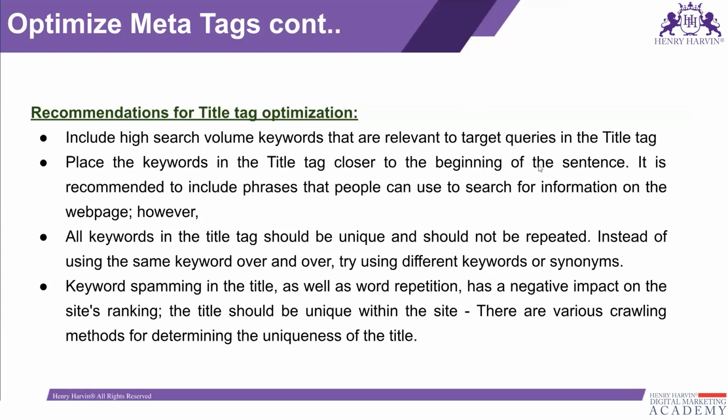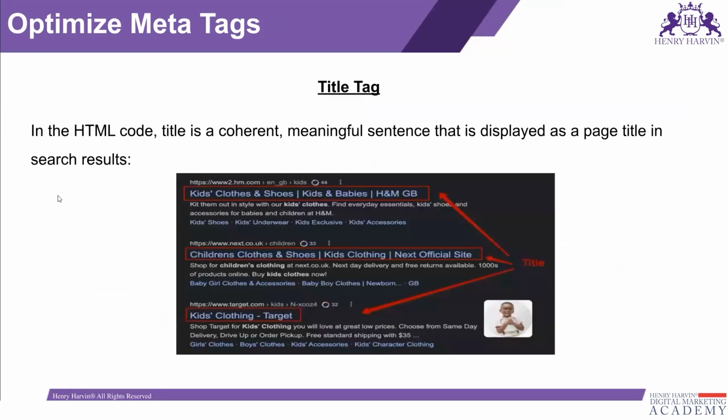Place the keyword in the title tag closer to the beginning of the sentence. It is recommended to include phrases that people can use to search for information on the web page. So it simply means, try to add the keyword at the beginning of the sentence. In the previous example, we have seen that maybe the person searched for kids clothes, and here you can see this one is coming at the top of the search.